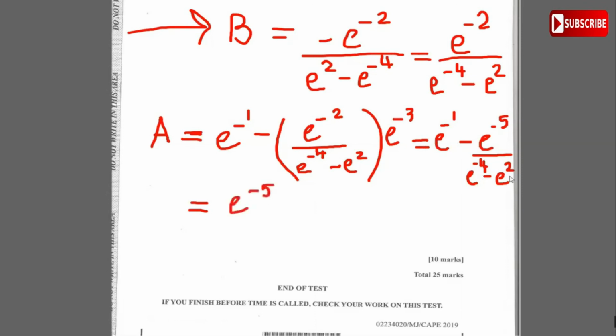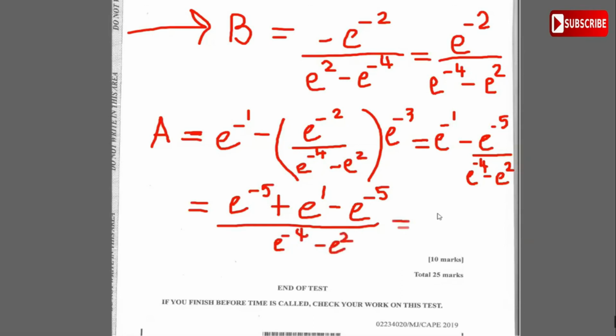Add this power, minus 1 plus 2 is plus e to the 1 minus e to the minus 5 over e to the minus 4 minus e squared. Now you might take a look at it and say, oh, e to the minus 5 cancel e to the minus 5, you're right, and e to the 1 is just e. So a is e over e to the minus 4 minus e squared.